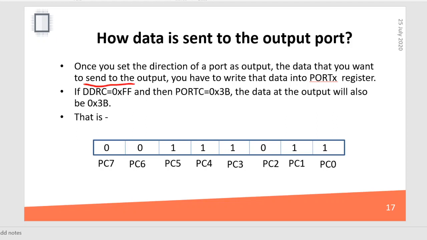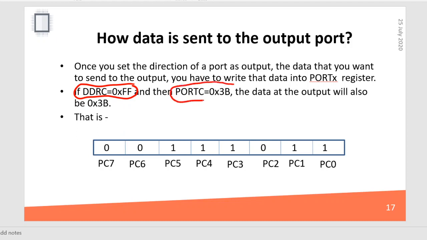So I have written that DDRC is equal to 0xFF. That means all the pins of port C, as it is FF, that means eight 1s have been sent to the data direction register of port C. So all the pins of port C have been declared as output pins. So now I can send any data to port C, and what am I sending?